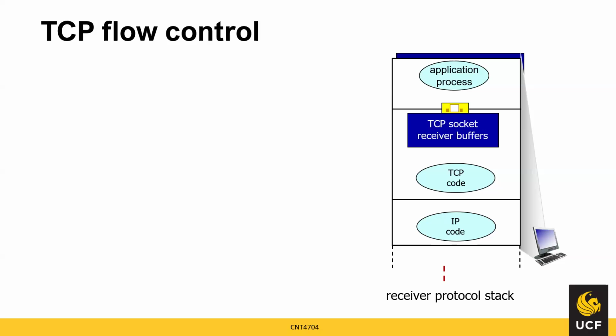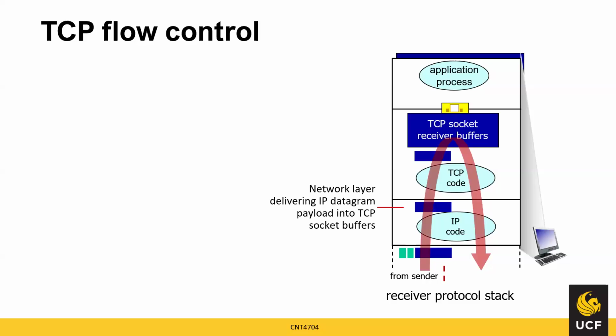So let's see how flow control happens, where we don't overwhelm the receiver. When a TCP segment arrives from the network layer, its payload is delivered up to the upper layer, which is the TCP layer. Usually TCP would place the data into the buffer where it waits for the application to read it. Usually the application would just do a socket read to take the data from the buffer, just like we discussed in chapter 2 with the socket assignments.